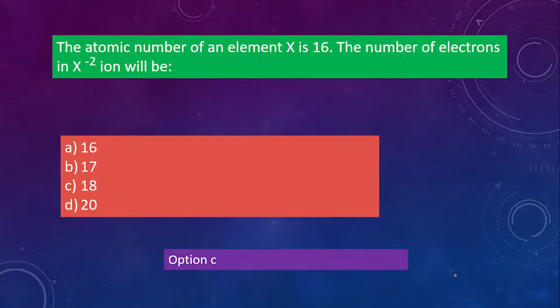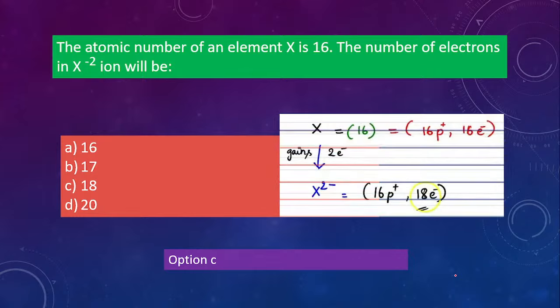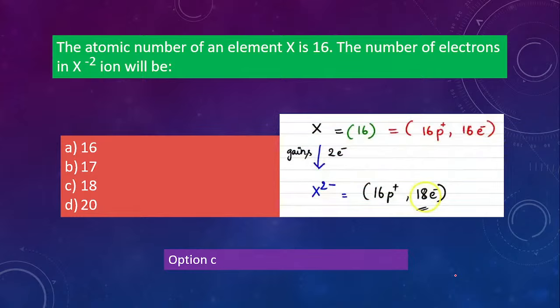Yes, so option C. Here two electrons are being gained, so 2 electrons, and 16 was already there, so plus 2. The number of electrons will change, but the number of protons will remain fixed because only electrons are being added. So in an anion, electrons will be added, so you count the number of electrons. If it is minus 2, you add plus 2 there. If it is minus 3, you add plus 3 there.